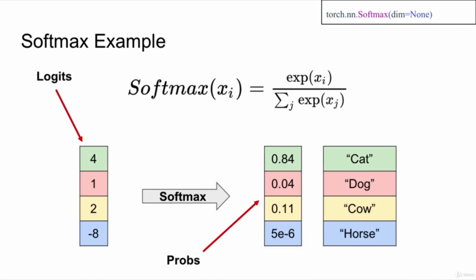Let us look at an example of softmax layer. We want to classify to 4 classes: cats, dogs, cow and horse. The output of the last layer of the network is 4 logits: 4, 1, 2 and -8. Softmax layer allows using each of these logits for normalizing them to probabilities, which are on the right.